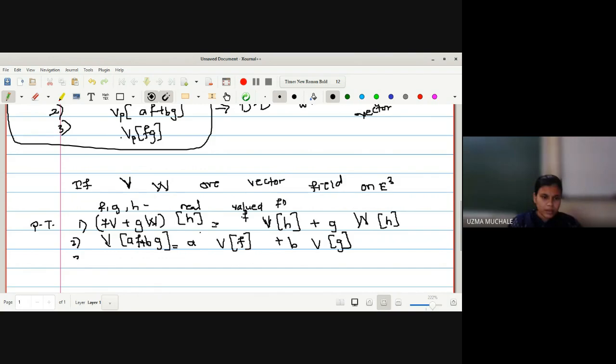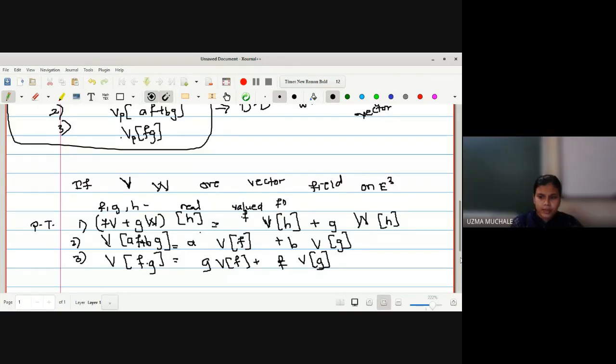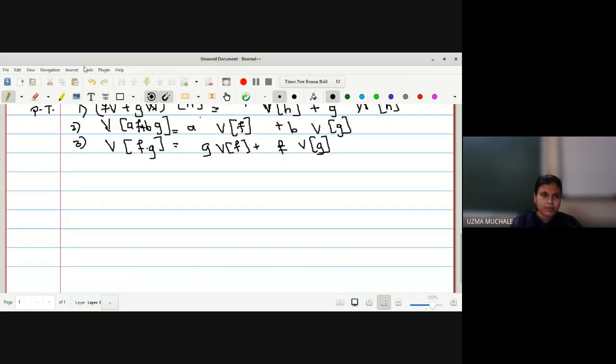Now the third one, what is the third one? The directional derivative we have to evaluate is that of the product of functions. What is the directional derivative of a product of functions with respect to a vector field? Up to now we have seen these properties for the tangent vector, but now we have to see this for a vector field. Are you getting me? Okay. So now let us start one by one. The first property which we are going to prove.